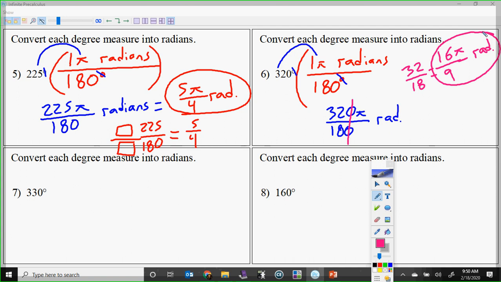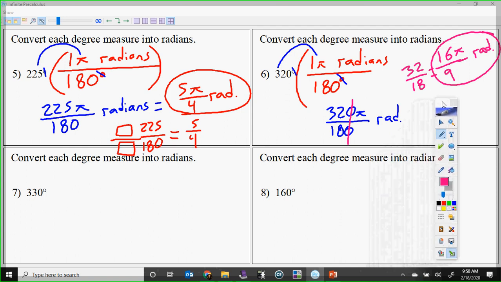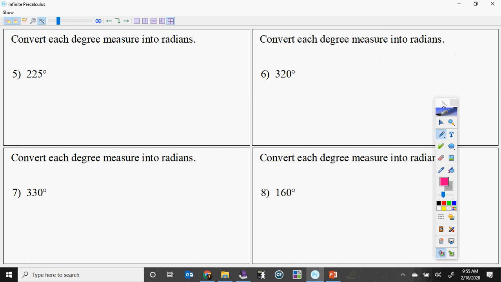Okay, go ahead and try 7 and 8. Pause the video, and then I'll give you the answers. Alright, so for 7 and 8, and the ones we just did, those are your answers. Let's try number 9 together.